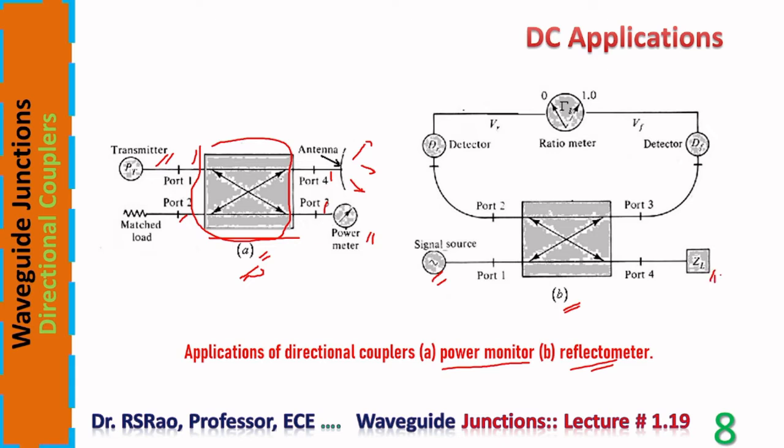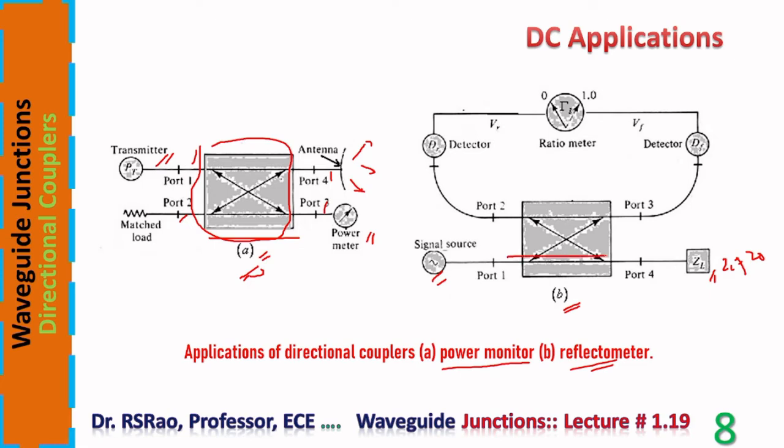If the load ZL is equal to the characteristic impedance of the line that exists between port 1 and port 4, then there will not be any reflection from the load. Otherwise, a part of the incident wave gets reflected. Net result is when ZL is different from Z0 over the main line, there exist two waves.